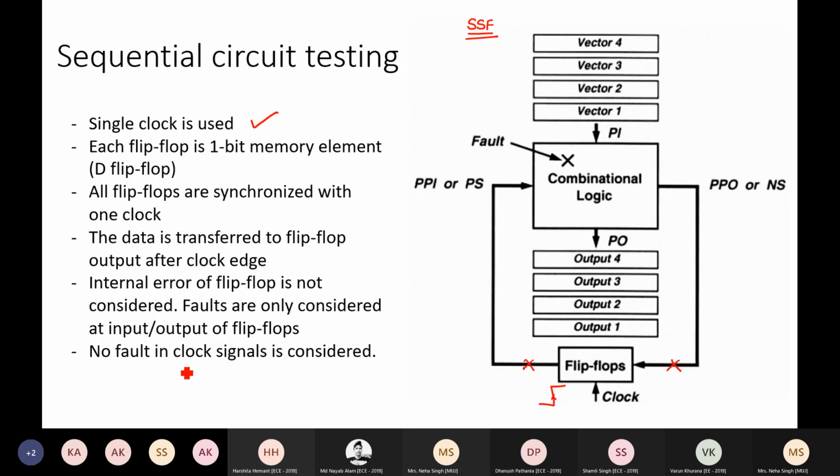Also, there is no fault which is considered in the clock signal. The clock signal is perfect. No delay, no stuck-at fault at clock.